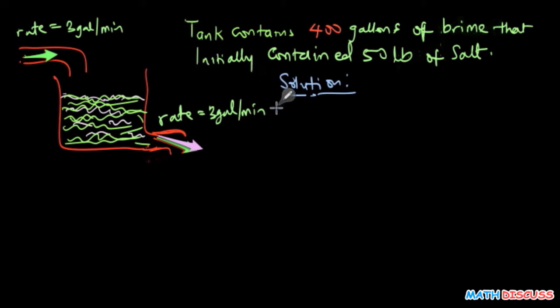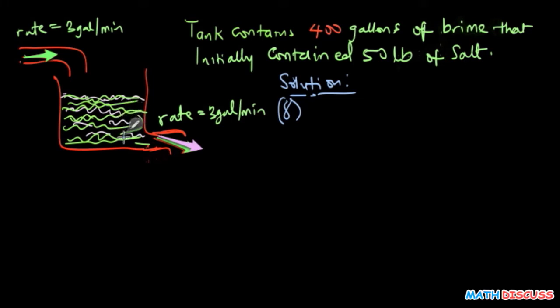Now here is question 8. You were given a question that I showed initially, and according to the question, the tank contains 400 gallons of brine. This diagram here is representing the tank that contains 400 gallons of brine, and we're told that initially this tank contained 50 pounds of salt. This 50 pounds of salt was dissolved in water to get the 400 gallons of brine.